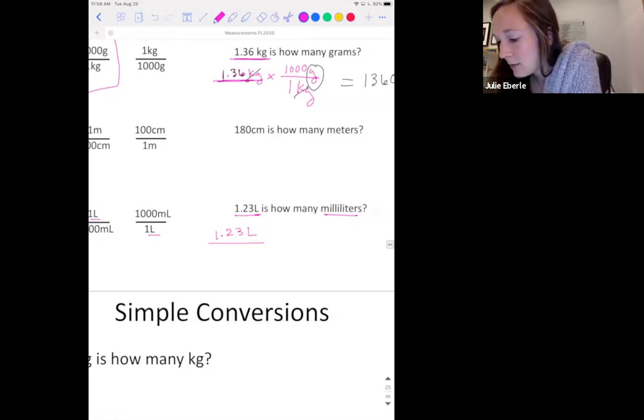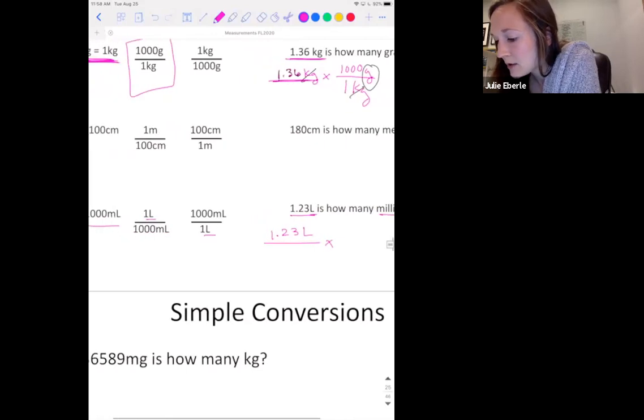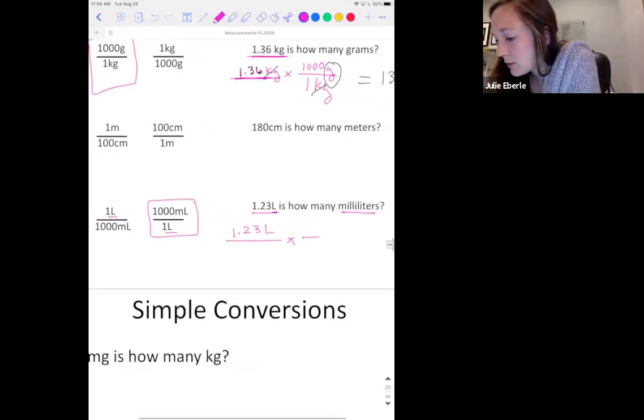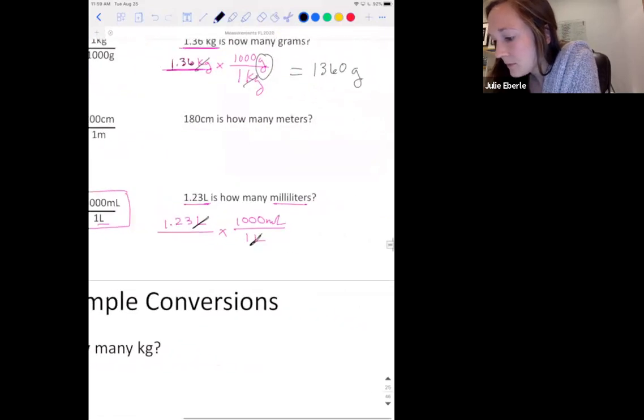Right now I have liters on top. I'm going to multiply. I'm going to pick one of these conversion factors. Which one is going to let me cancel liters, and leave me with milliliters on top in the numerator? The answer is this one right here. So we're going to multiply. We're going to write the conversion factor just as is, 1 liter on bottom, 1,000 milliliters on top. And you see we have liters on top right here and on bottom, so those cancel. Now we just have a math problem. 1.23 times 1,000 is 1,230 milliliters.